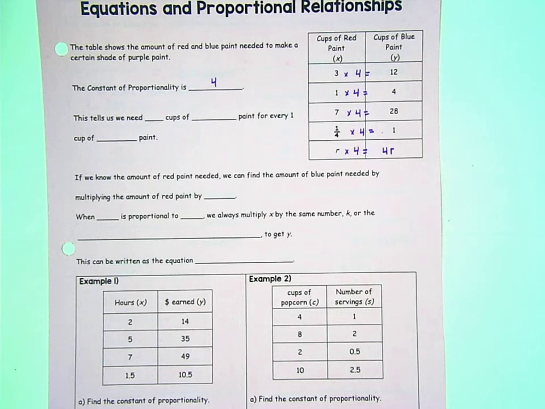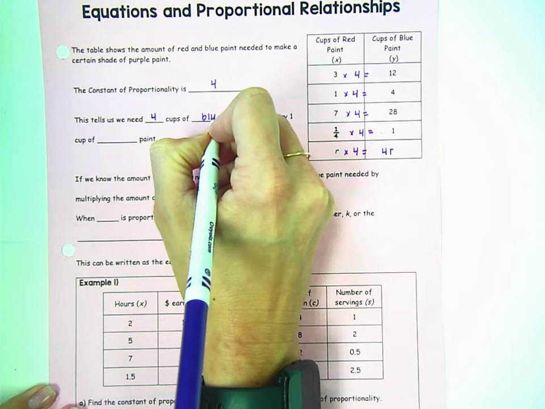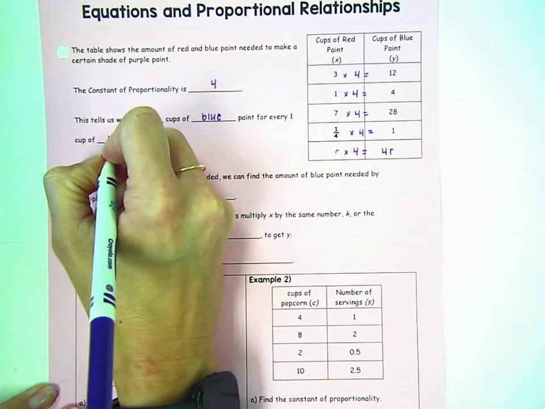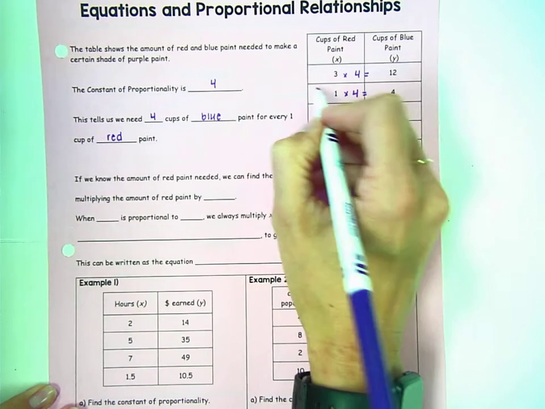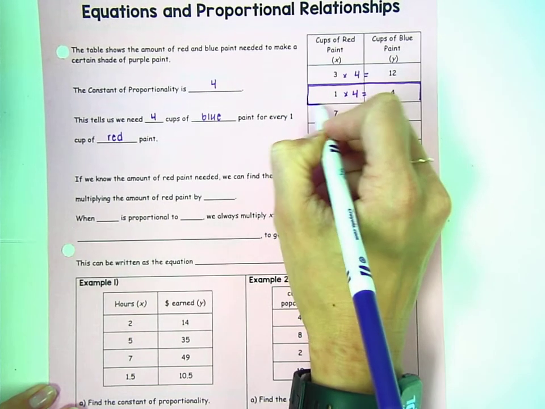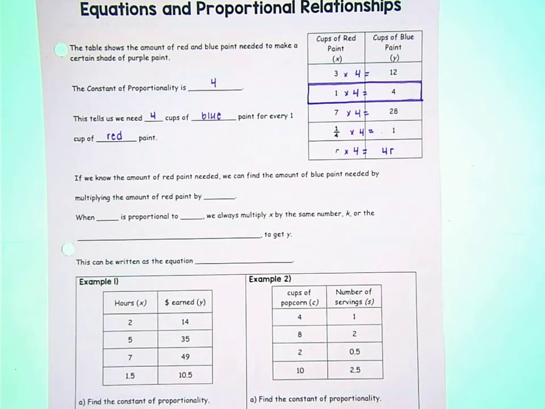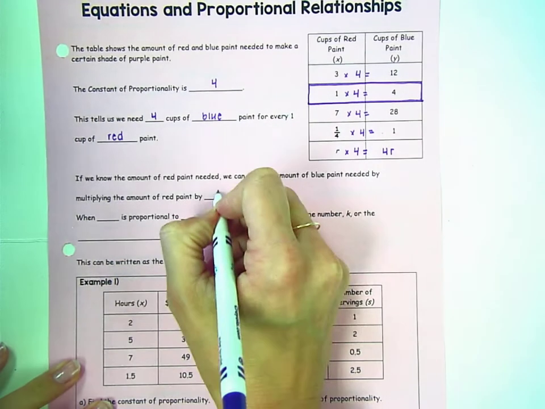So what 4 is telling us is that we need 4 cups of blue paint for every 1 cup of red paint. And this can be found right here in the table. That's our constant of proportionality. So as I said, if we know the amount of red paint needed, we can find the amount of blue paint needed by multiplying the amount of red paint by 4.